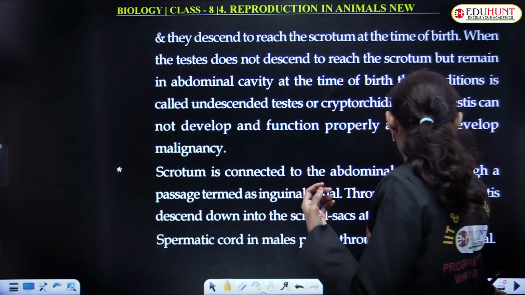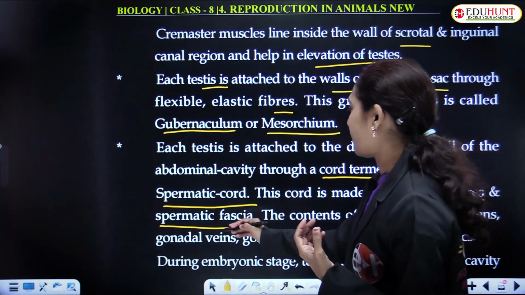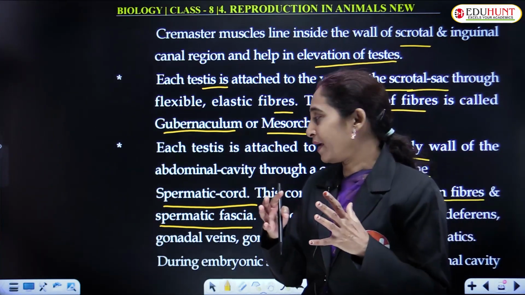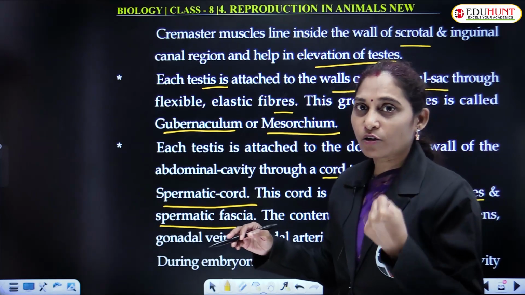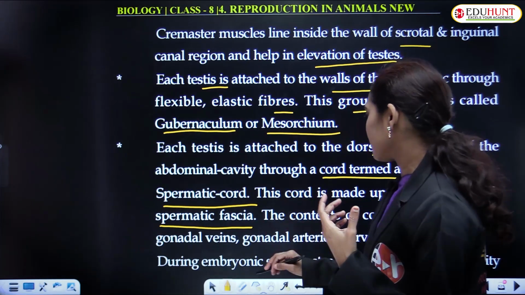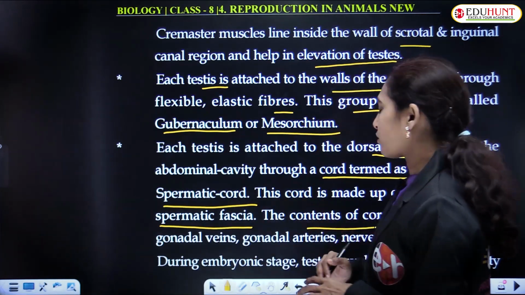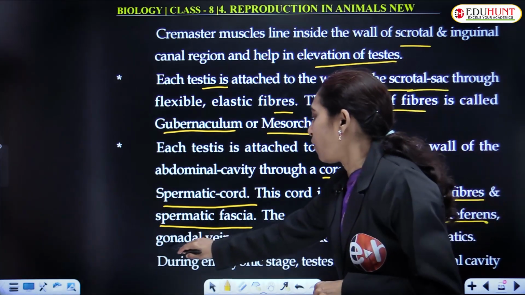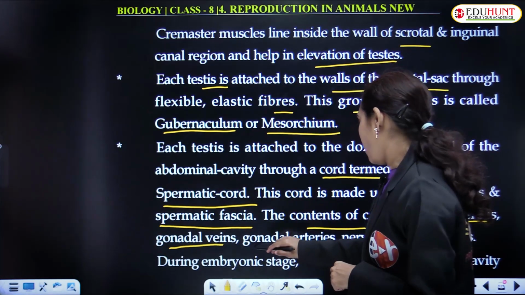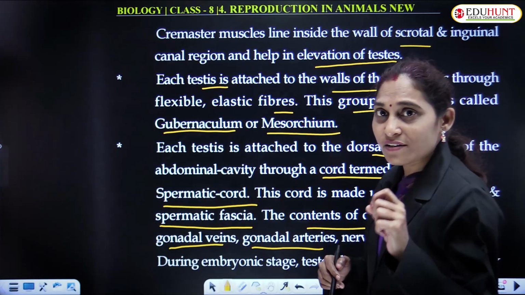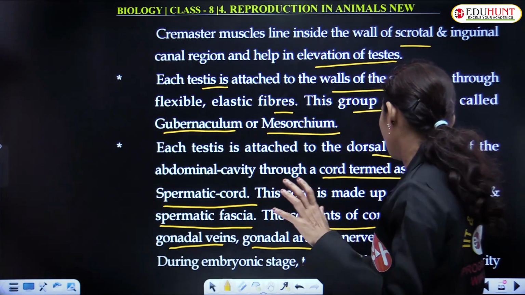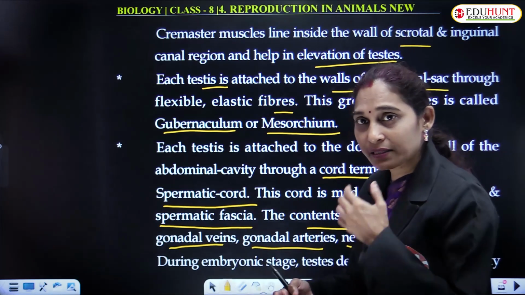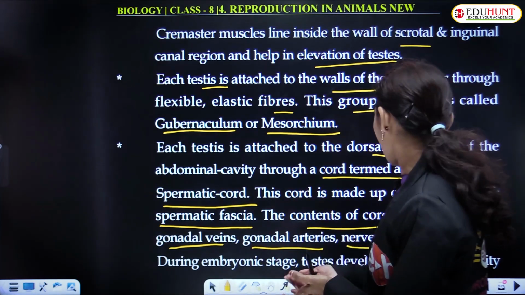Spermatic fascia and elastic fibers make up the spermatic cord. The contents of the cord are the vas deferens, gonadal arteries and veins, which supply blood to the testis, and nerves and lymphatics. All these things are connected to the testis.